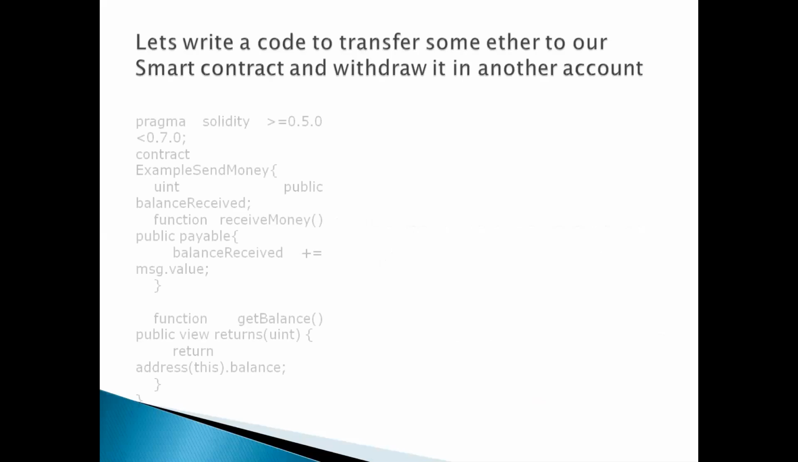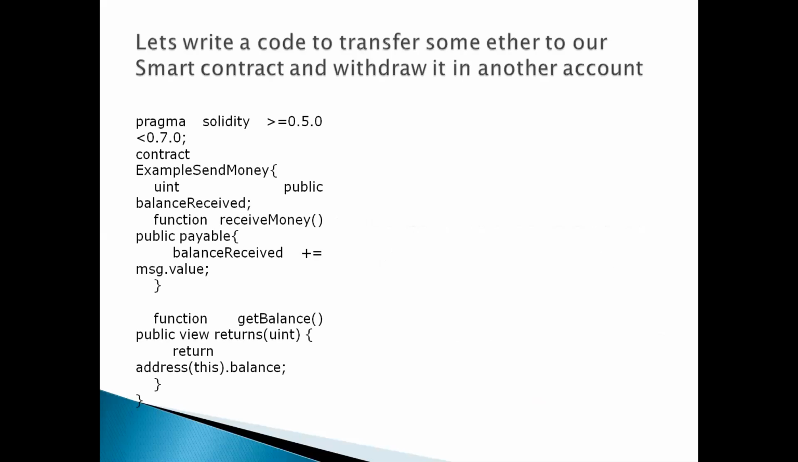So we have already seen this code, where we have one smart contract, example send money, and I have used a state variable balance received. Then I'm using the function receive money, which enables me to set the value of the balance received state variable and at the same time receive the currency into the smart contract, since this receive money function has been set to payable. This I am doing with the help of the value variable, which I am accessing through message.value.